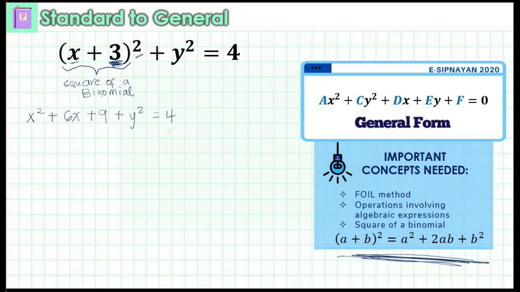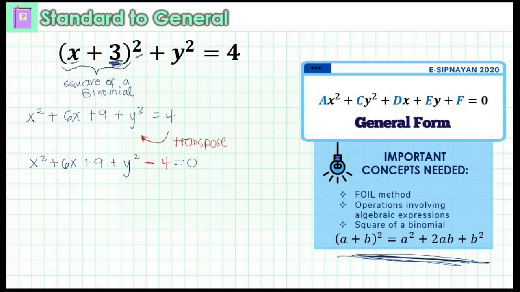Since we want it to be in general form, we transpose now the constant to the left-hand side of the equation. We are going to transpose 4 so that the whole equation will be equated to 0. Hence, the equation will be x squared plus 6x plus 9 plus y squared equals, from positive 4, it will now become negative 4. And then again, we equate it to 0. And it is somehow close already to the general form, it's just that we need to simplify.